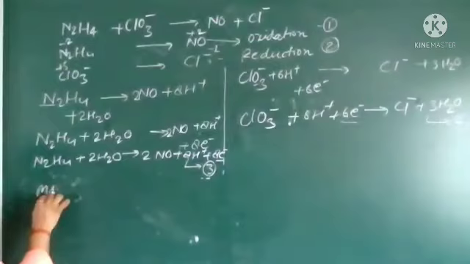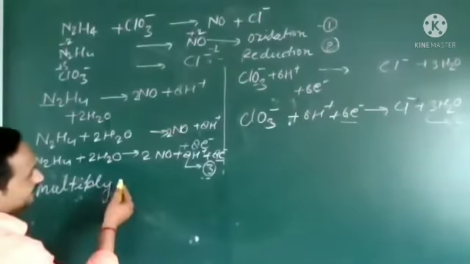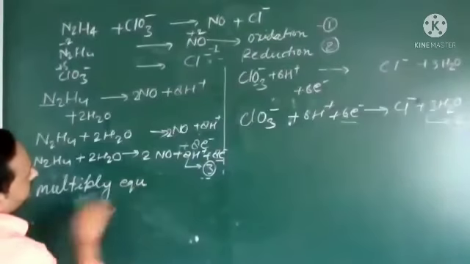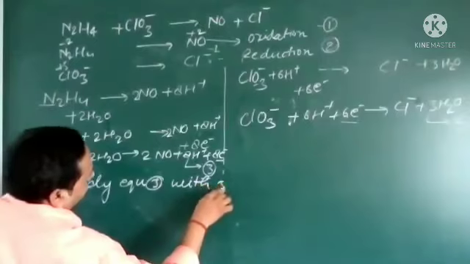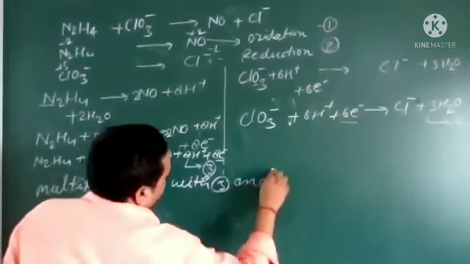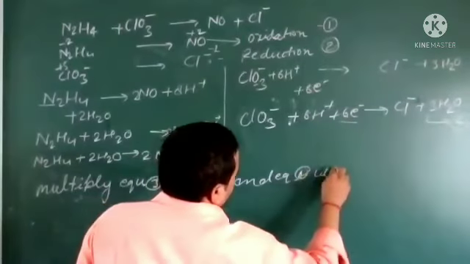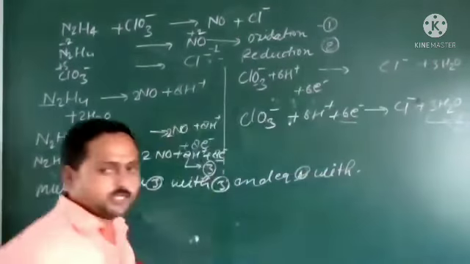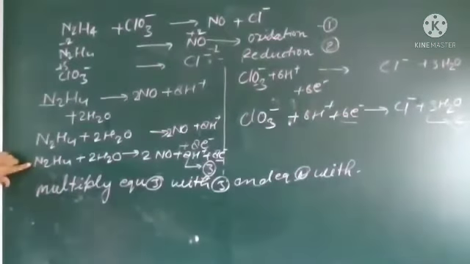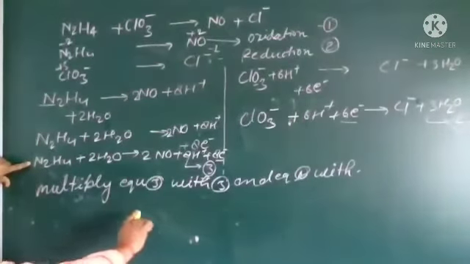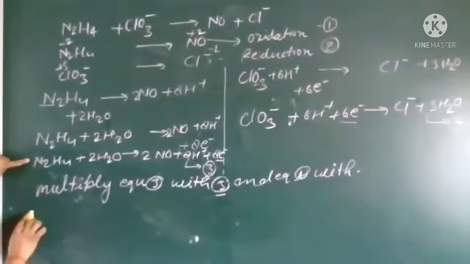So multiply equation 3 with 3 and equation 4 with 6. Got it? Equation 3 is being multiplied by 3. So all of you write here.